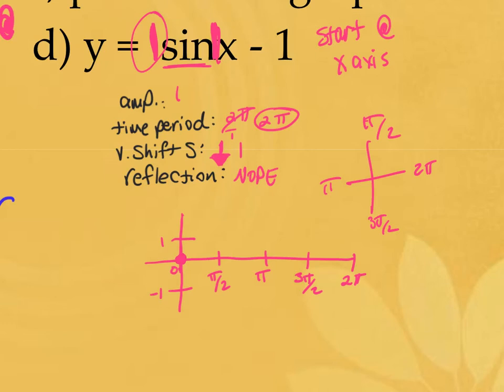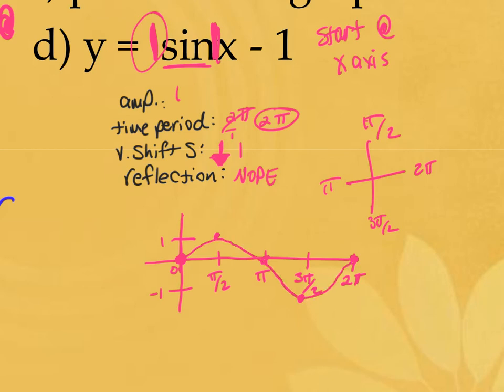But is this a positive sine curve or a negative one? Positive. It's positive. So my first tick mark is going to go up. So I'm going to put it right here. Then I'm going to come back down. Then I'm going to go down here. And then I'm going to go right here. So here is my sine curve.